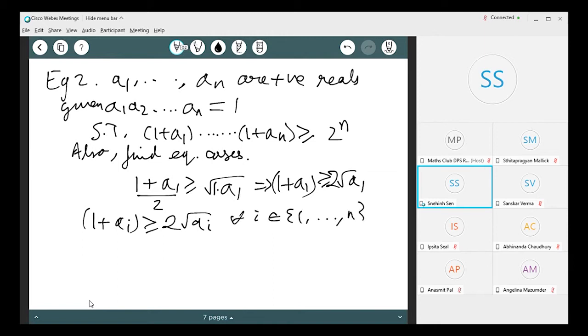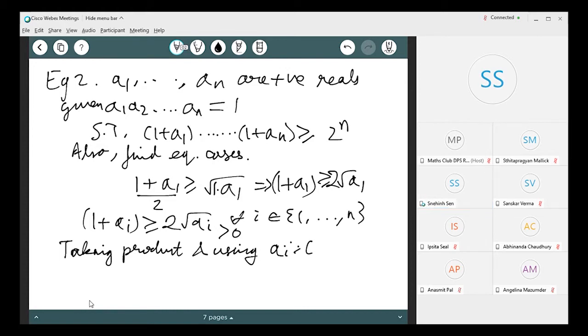So take a product, because this is again positive. So root a_i is also positive, so this is greater than 0. We can take a product and still preserve the inequality. So taking the product and using a_i greater than 0 for all i. I won't be writing for all i belonging to 1 to n, you guys write it down. I'll just write for all i, that means for all i in the range which we are speaking.